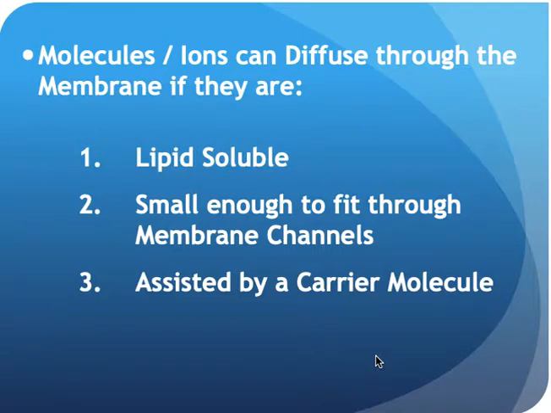Okay, so molecules and ions diffuse through the membrane if they are lipid soluble, so fat soluble, small enough to fit through the membrane channels that we're creating, right? Or they're going to be assisted by a carrier molecule. Okay, so another good multiple choice question is how molecules and ions can diffuse through a membrane, and then they'll list these and give you one that's not included in there.